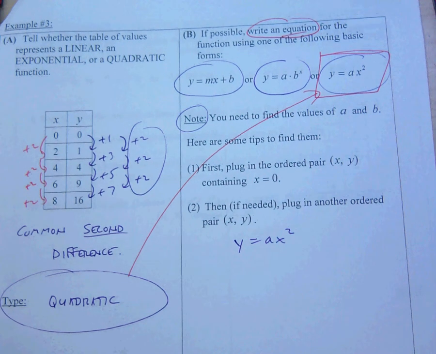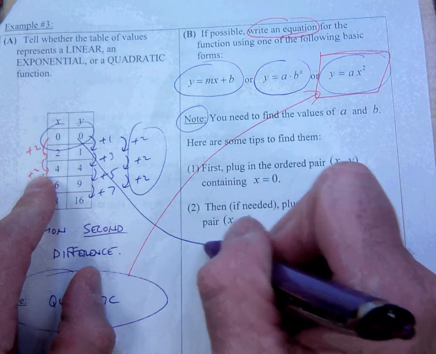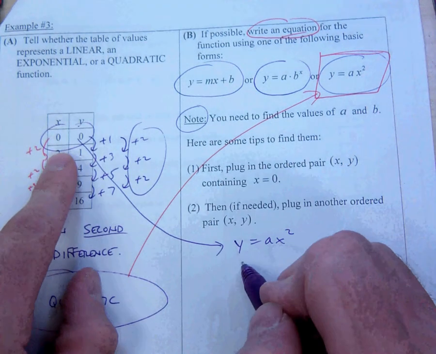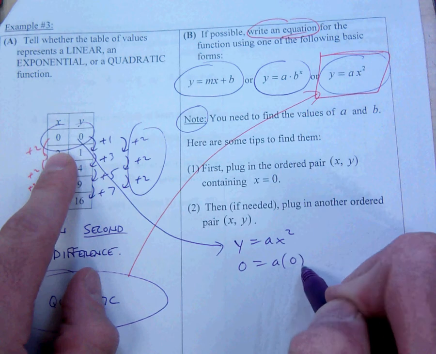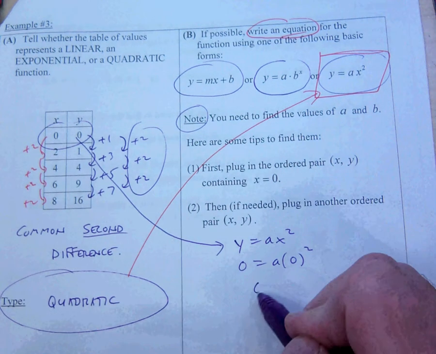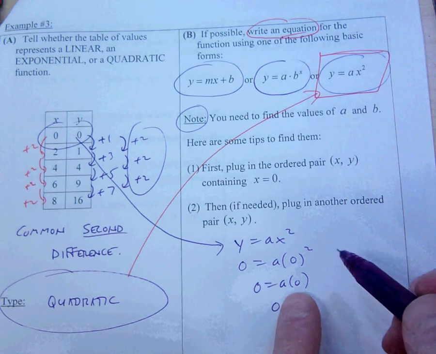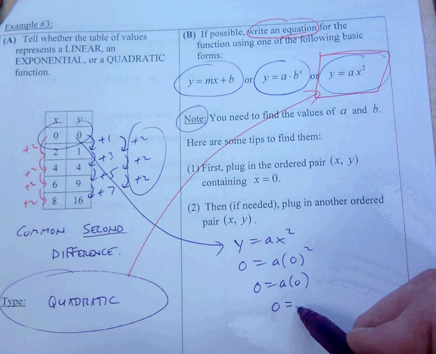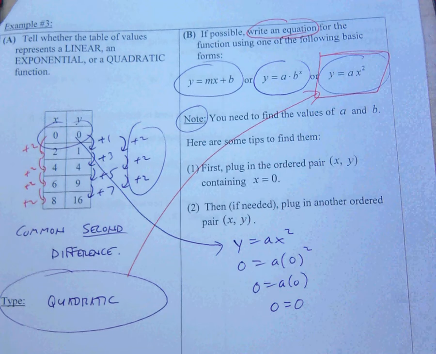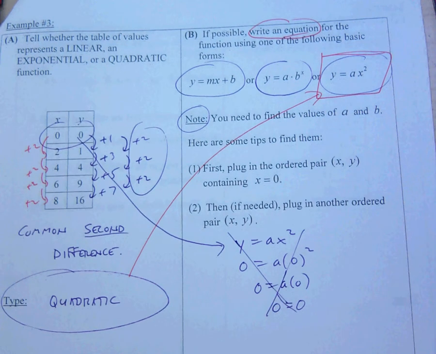Are you ready? Okay, so start with the point what? 0, 0. Okay, because that's the one that has x equals 0. Put a 0 there and a 0 here. What's 0 squared? 0. What's 0 times A? 0. And so I don't know, that didn't give me anything, did it? Okay, so now I need to pick another point instead.